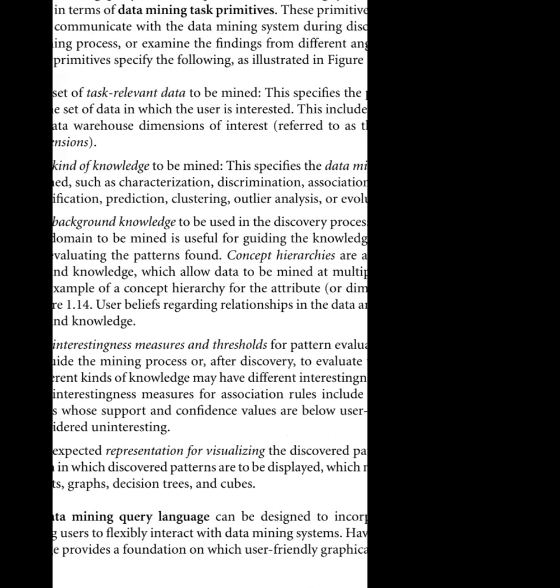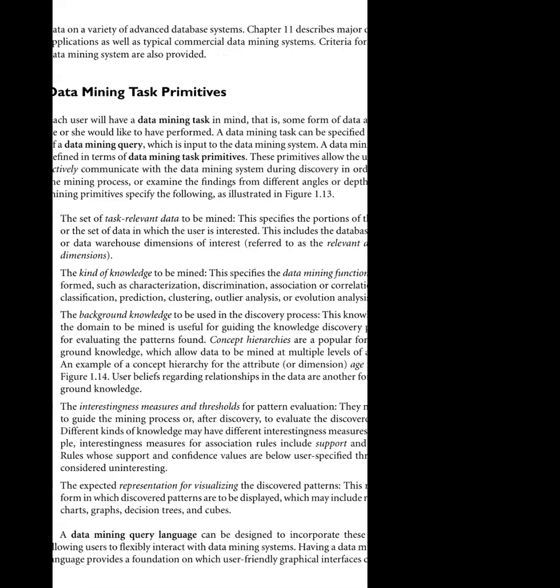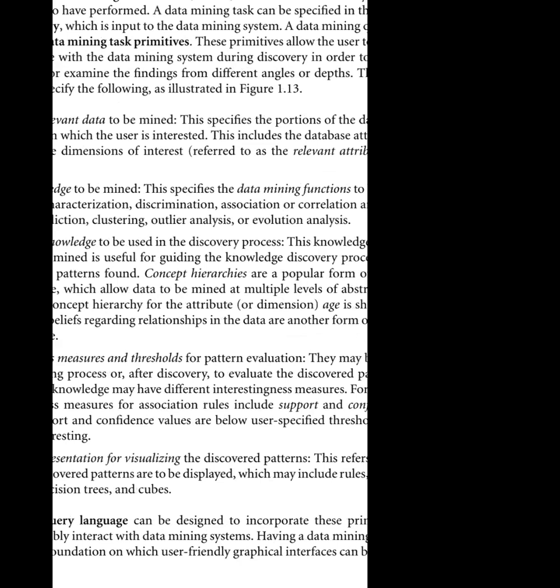And the next one is the interestingness measures and thresholds for pattern evaluation. Mainly you represent it here. Whenever you type a particular keyword, they may be used to guide the mining process or, after discovery, to evaluate the discovered patterns. Different kinds of knowledge may have different interestingness measures. The next one is the expected representation for visualization of the discovered patterns. This refers to the form in which discovered patterns are to be displayed, which may include rules, tables, charts, graphs, decision trees, and cubes. That is simply the representation for visualization.